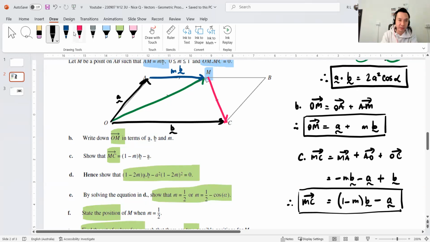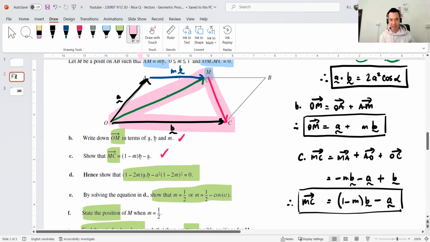Yeah, so what have we done so far? We've done that, we've done that. Now, show this guy, guys, feels like I need to connect them, right? So let's see, feels like for part D, I'm going to go OM, MC, this triangle, right? And connect them and see where it takes me, yeah? See where it takes me, let's see.